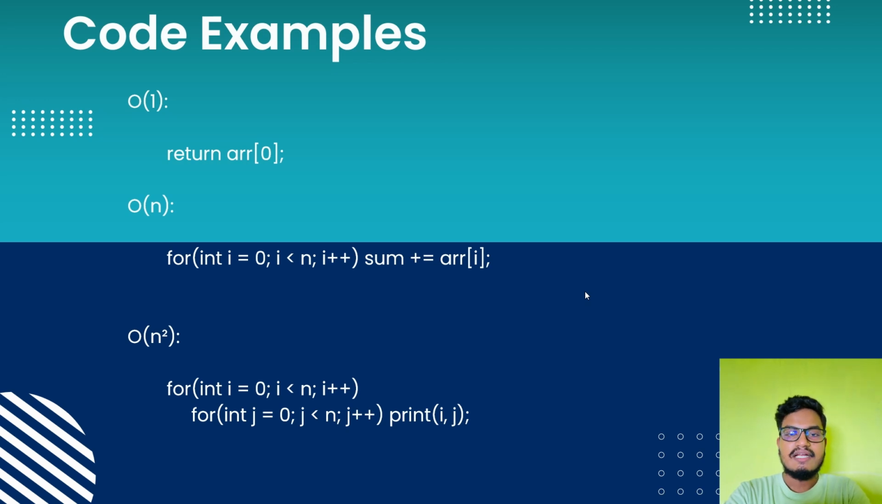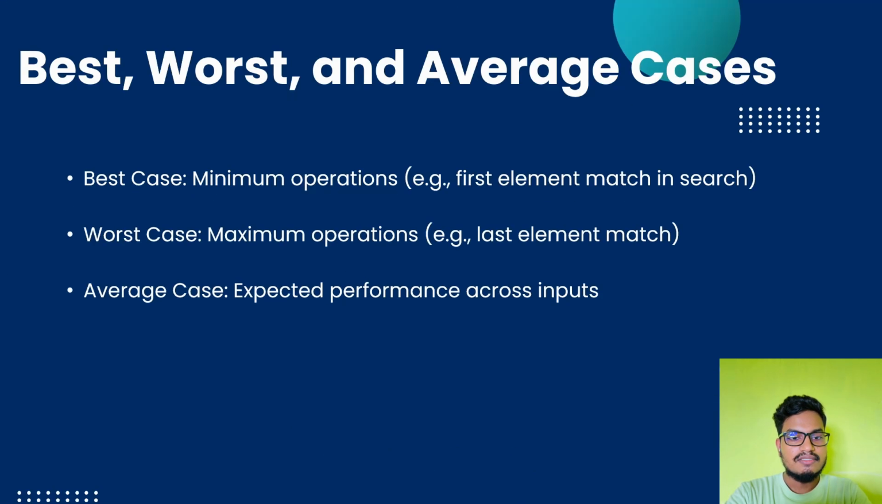Best, worst and average case. Next, let's talk about three common scenarios. Best case. The algorithm finishes quickly. For example, if the first element in a search is the one we want. Worst case. The algorithm takes the longest time. Maybe the desired element is the last one. Average case. The expected time across various inputs. Big O usually focuses on the worst case, but it's also good to be aware of the others, especially for optimizing performance in real-world apps.